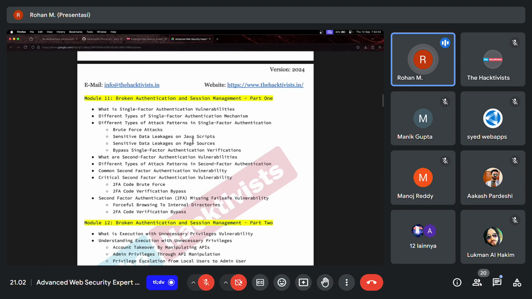But by the time I reach that module in your batch, those websites might get patched, because along with me, other trainers will also be explaining and demonstrating them in the batch, and some of the other participants might report it to the organization and it might get patched.